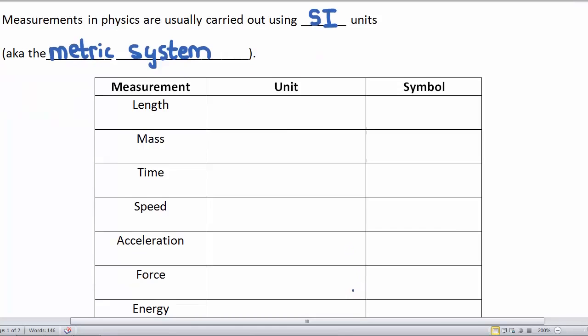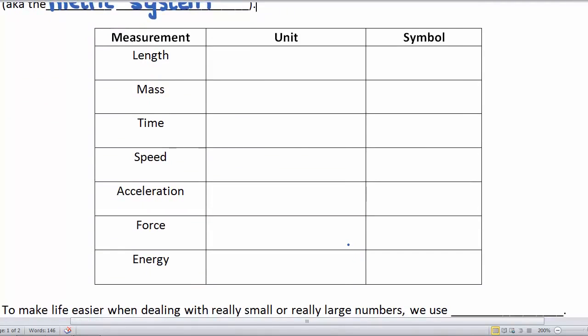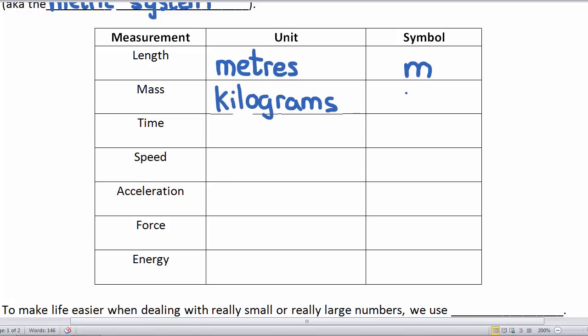Now, let's just quickly go through some of the main units that are part of the metric system. In the metric system, we commonly measure length using meters, the symbol for which is just a lowercase m. Mass is measured using kilograms, which have the symbol kg. Time is measured in seconds, not minutes or hours, which has the symbol s.